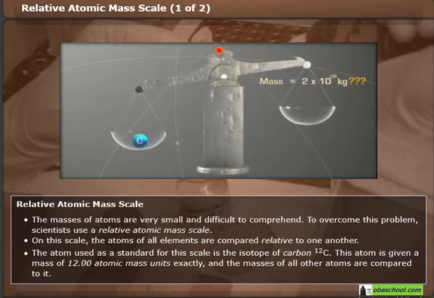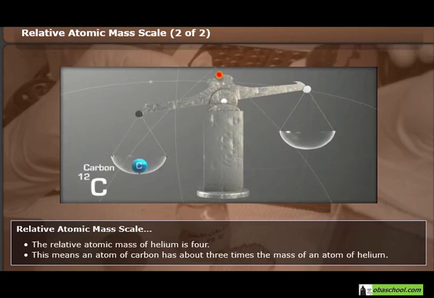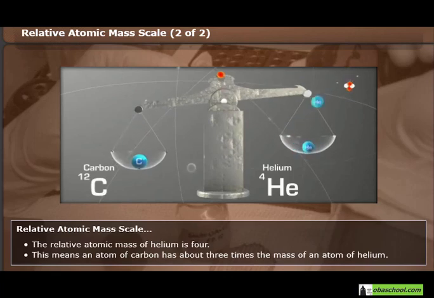The atom used as a standard for this scale is the isotope of carbon, carbon-12. This atom is given a mass of 12 atomic mass units exactly, and the masses of all other atoms are compared to it. The relative atomic mass of helium is 4. This means an atom of carbon has about 3 times the mass of an atom of helium.